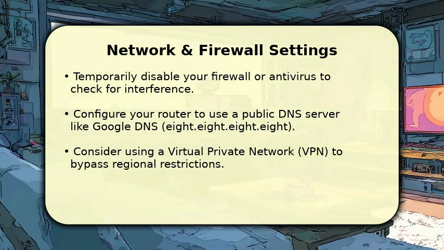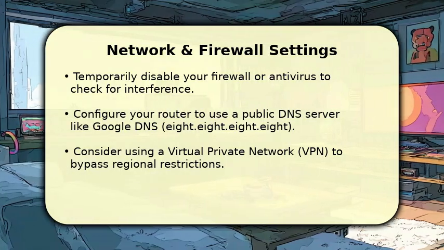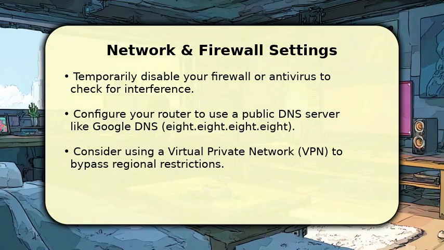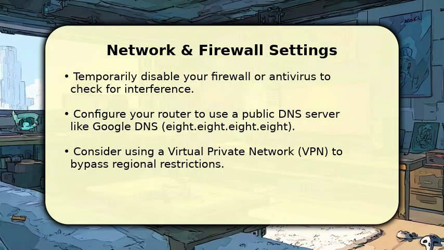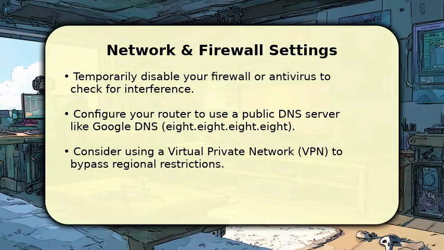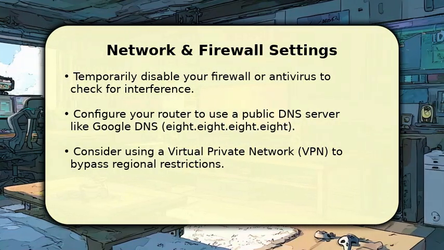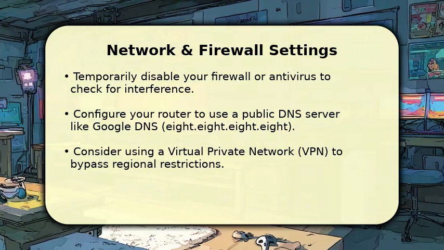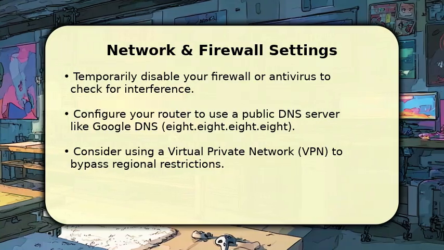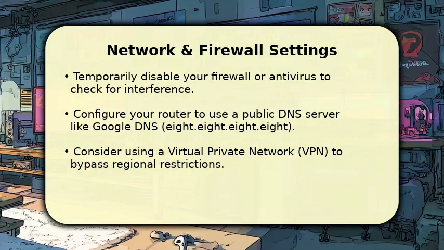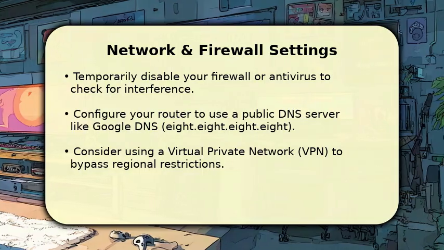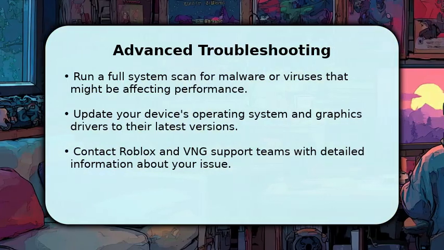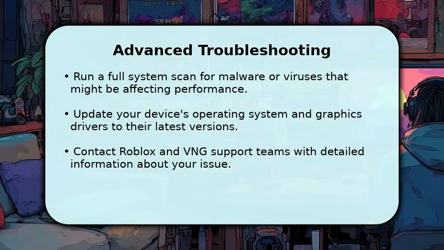Sometimes, network or security settings can interfere with Roblox VNG. Try temporarily disabling your firewall or antivirus to see if they are blocking the connection. Configuring your router to use a public DNS server, such as Google DNS at 8.8.8.8, can improve connectivity. Additionally, if you suspect regional restrictions, using a virtual private network might help bypass them and establish a stable connection.